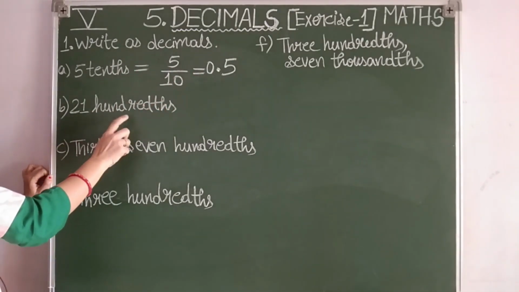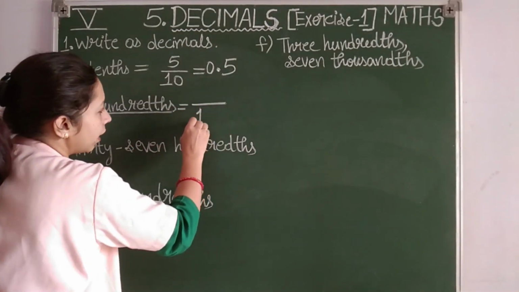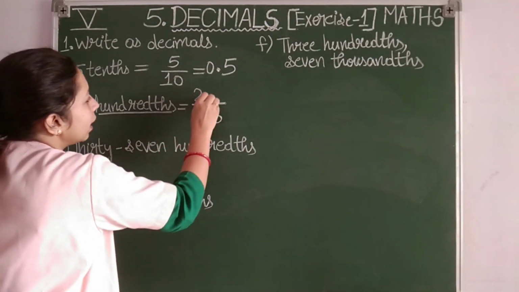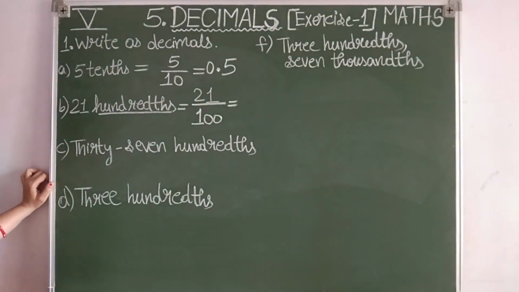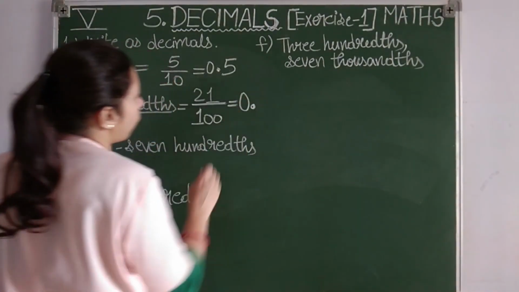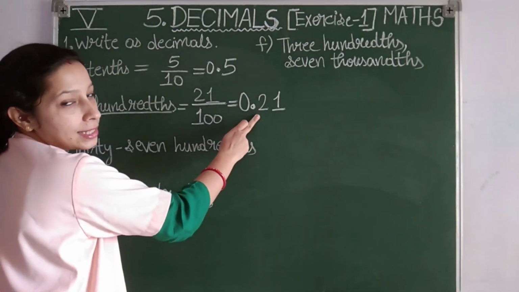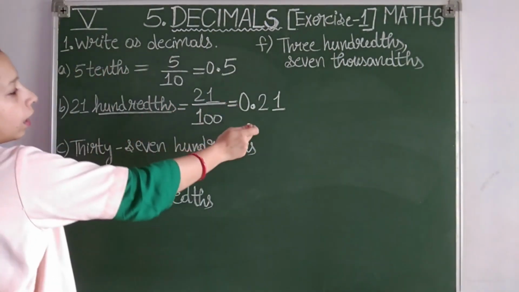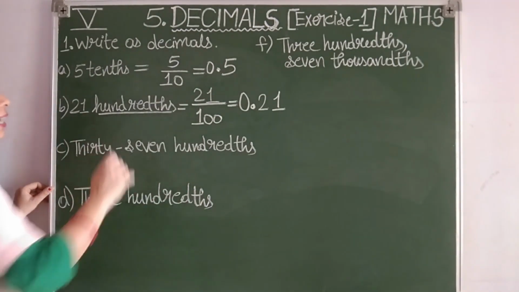Second one is 21 hundredths. Again look, hundredths means surely it will be upon 100. Now what is the number in the hundredths place? It is 21. So write 21 here. Now you know that after the point the second digit has the place value as hundredths, isn't it? So first I'll write 0 here, then I'll put point, then 2, 1. What is the place value of 2 students? It is tenths, then the place value of 1 is hundredths. That's why 0.21 is the decimal number, 21 upon 100 is the decimal fraction for 21 hundredths.